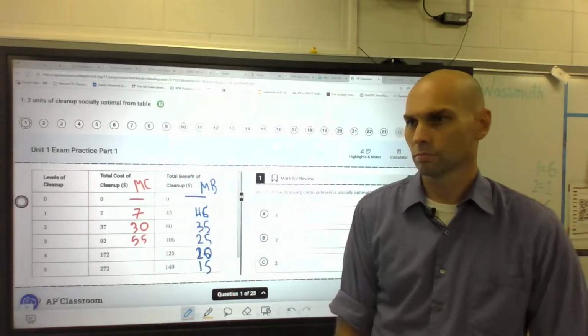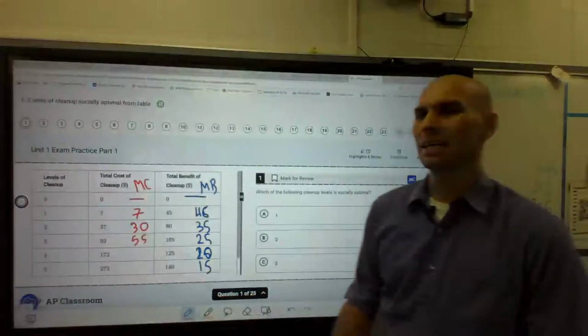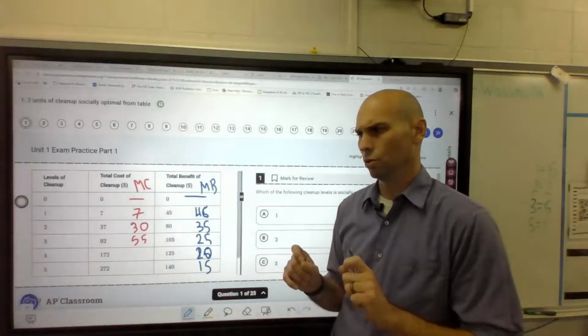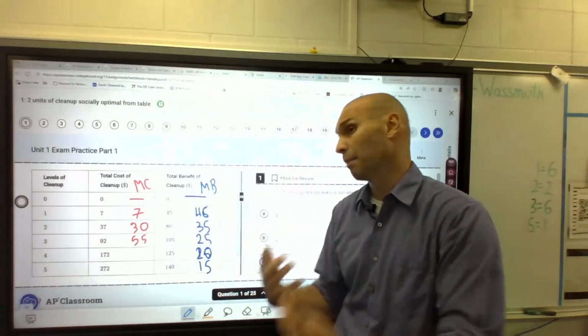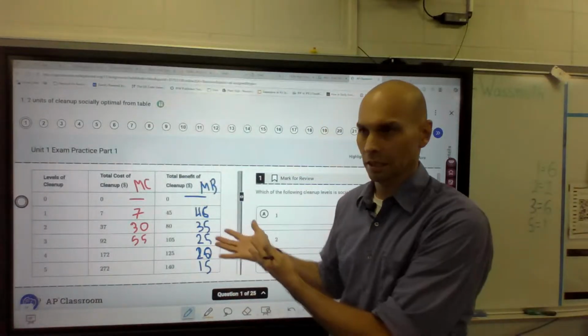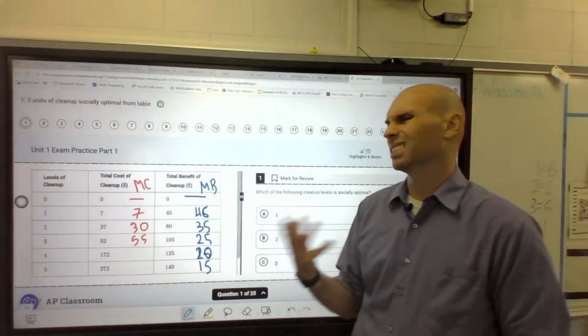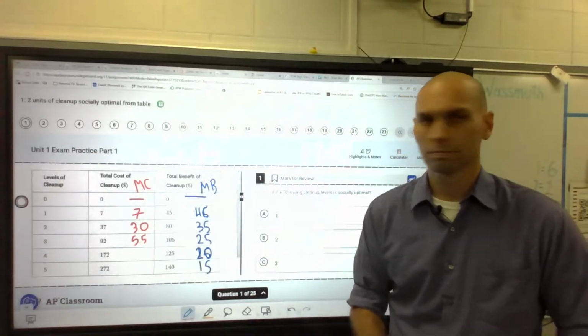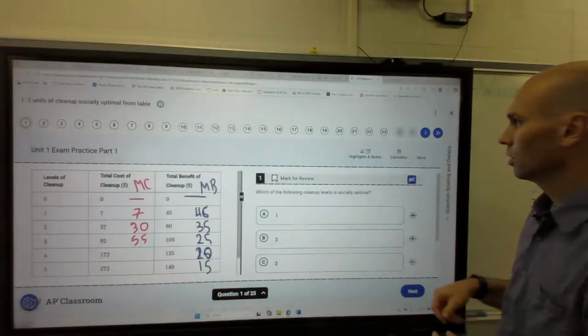So does the word socially just not really mean anything? Socially optimal is going to mean a lot more when we get into unit 6. But if they just said optimal, there you go. That's going to be it. So it's optimal for society, which in most cases is the same as optimal for the market. Sound good, guys? Okay, so we'll move on.